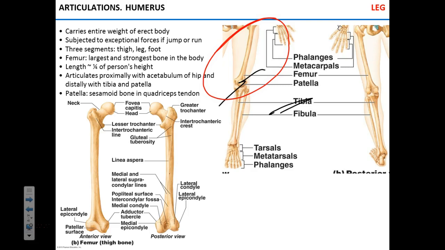Now, femur is the largest and the strongest bone in the human body, represents about a quarter of the human height. So if I'm, I think I'm 70 inches tall, 69. So it's going to be 16 and a half. Okay, 17, sorry. 17 inches, that's my femur.